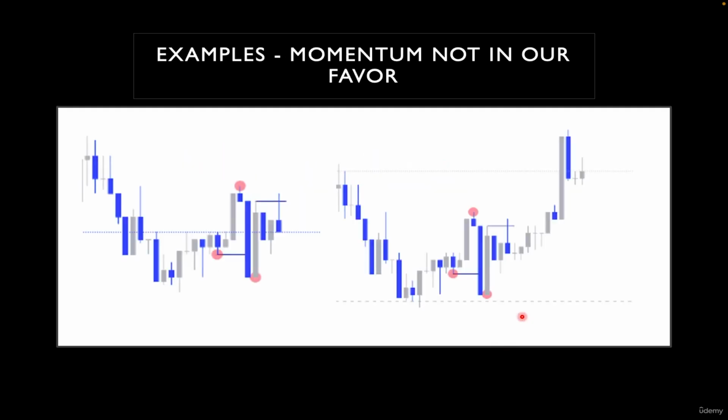Let's have a look at a few examples where momentum is not in our favour. So as you can see here, we break to the downside and then we get a big smooth move, big reaction to this area here. That's an indication that you may want to stay out of the trade because there's a lot of strength in this up move. And then as you can see here, we react and then continue to the upside.